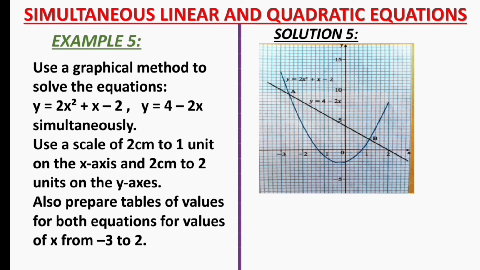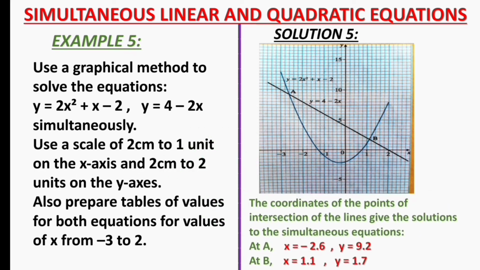The graph for y is equal to 2x squared plus x minus 2 should be a curve or a parabola coming from a quadratic equation, while the graph of y is equal to 4 minus 2x should be a straight line coming from a linear equation. From the graph, we can see that the lines for both equations intersect at 2 points, points A and B.